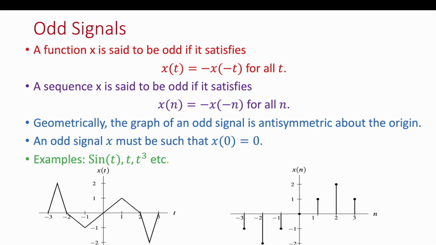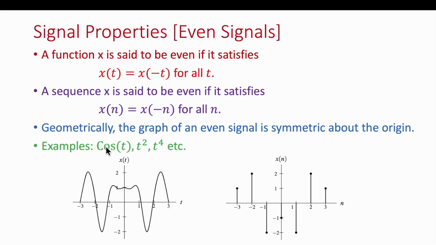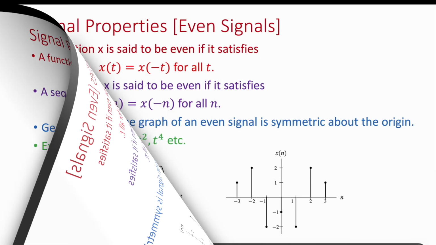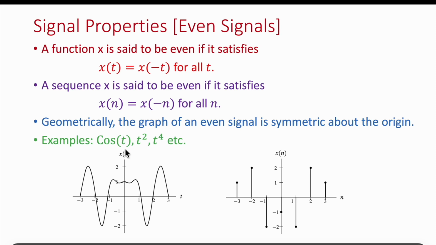We also have a few points about odd and even signals. For example, if you have cos t, t square and t to the power 4, and you multiply these signals, the product of two or more even signals will be an even signal. Or you can say that the sum of two or more even signals is again an even signal. Or you can say that the product of an even number of odd signals is an even signal.